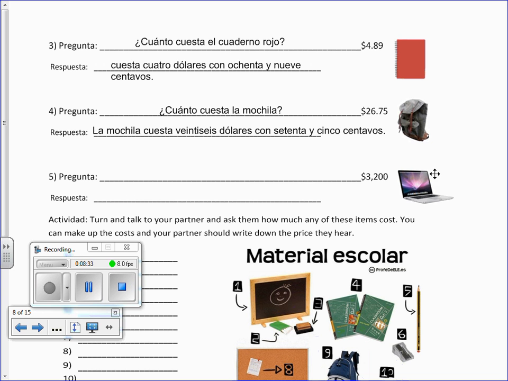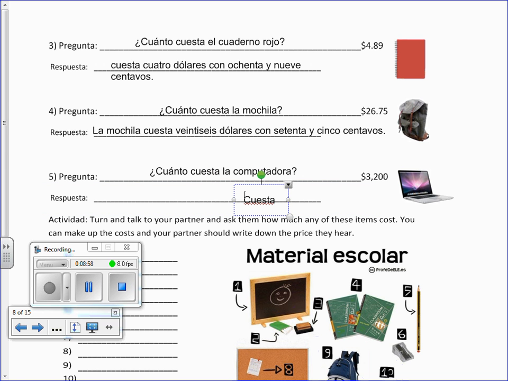And then the last one, now you have a really expensive purchase, la computadora. So you could ask, ¿cuánto cuesta? Again, all of this is cuesta because you're just talking about one item. La computadora. Okay, and then the response from the sales clerk could be cuesta.